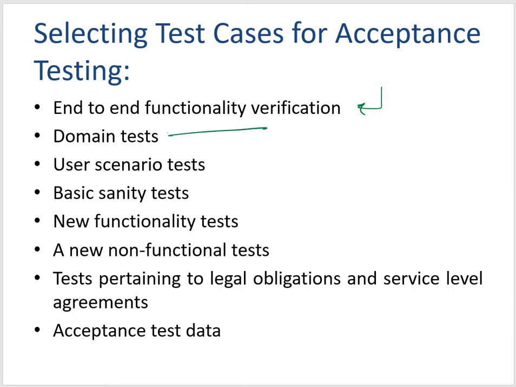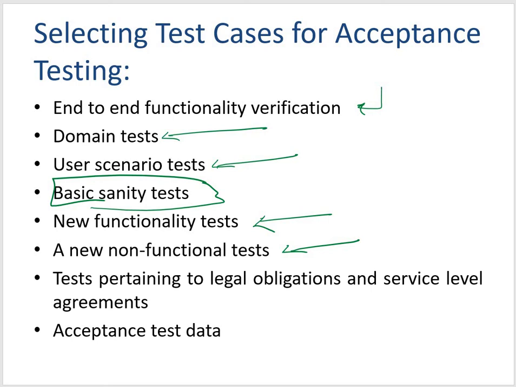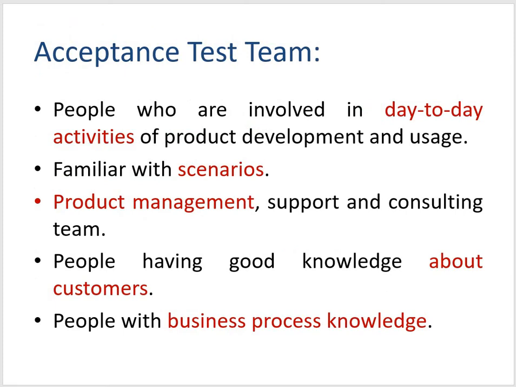Now let's talk about selecting the test cases for acceptance, right? So one is end-to-end functionality verification. We can have domain tests, user scenario tests, some basic sanity testing as well, and new functionality tests. If I'm using some new functionality, then I can test it. A new non-functional test, and then tests pertaining to legal obligations and your service level agreements once again. Then we have acceptance test data as well.